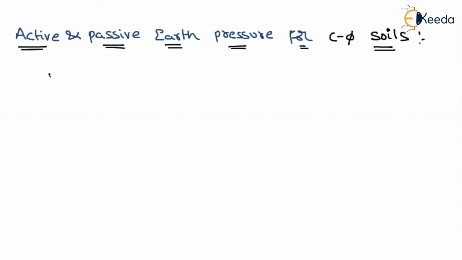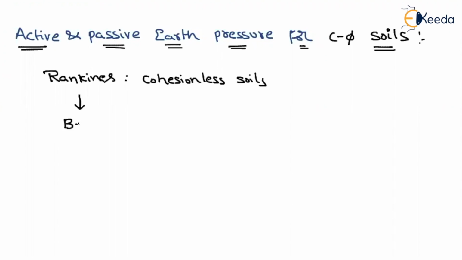So what about the Rankine's theory? We have seen so far active and passive earth pressures using Rankine's theory. Rankine's theory is only applicable for cohesionless soils. But Rankine's theory was extended by Bell, and according to Bell, the theory can be applied for cohesive soils also, and it can be applied for c-phi soils too.